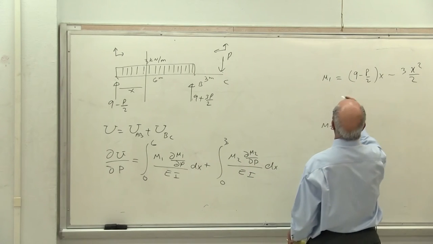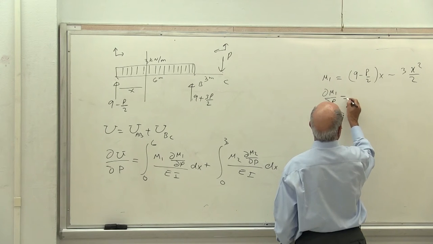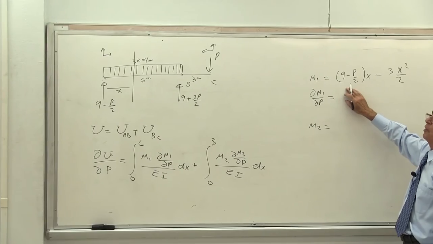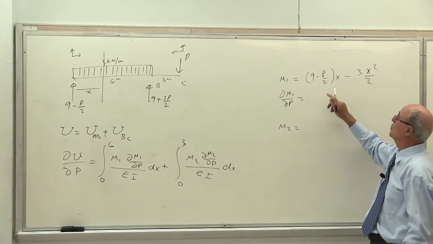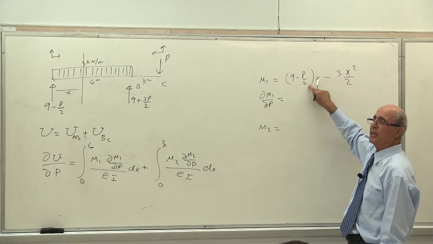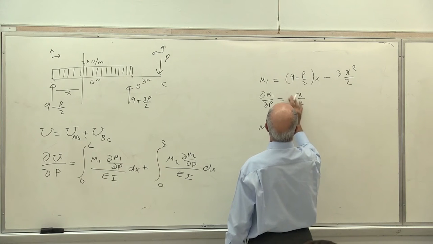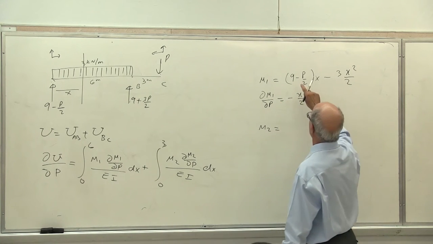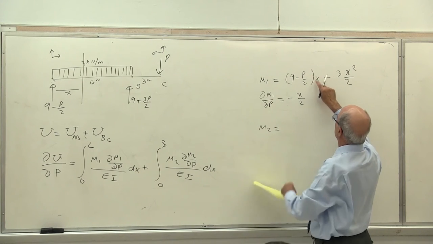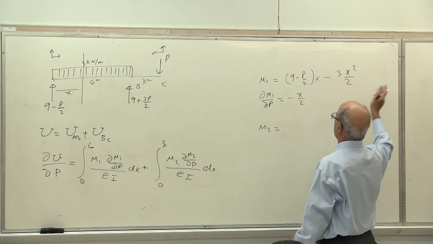Now, what's the derivative of that? This is the derivative with respect to P, what is dM1 by dP equal to? First of all, the derivative of this is 0. The derivative of that is what? 9 times x has no derivative, 0. Minus Px over 2, what's the derivative of that? Minus x over 2. Everybody with me? 9x has no derivative, minus Px over 2 has, because it's the derivative with respect to P, so it becomes minus x over 2. Is that correct or not? And this one, 0. So that's it.